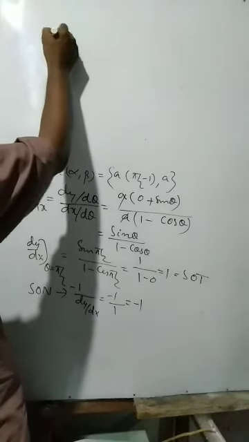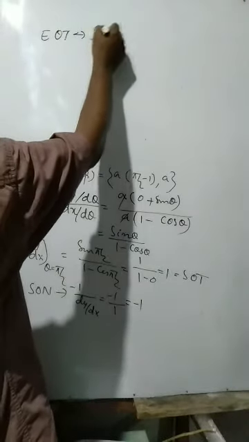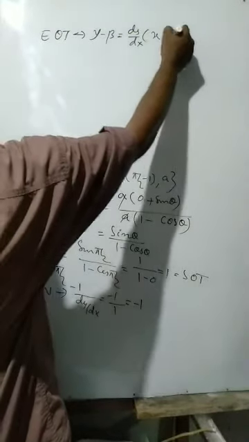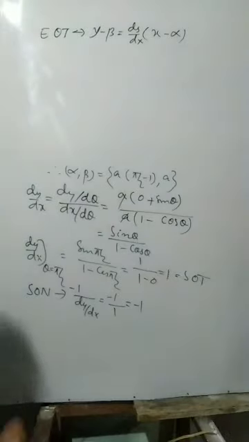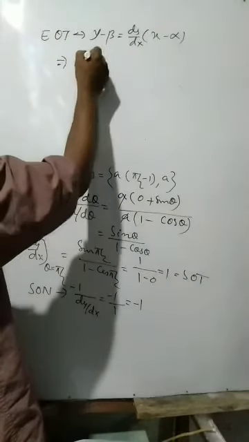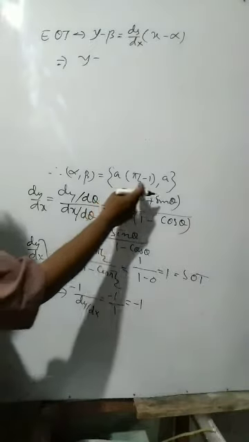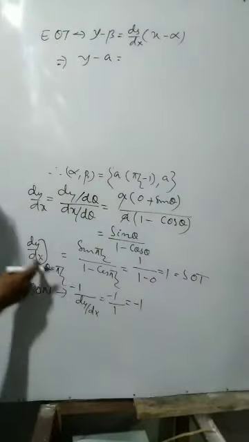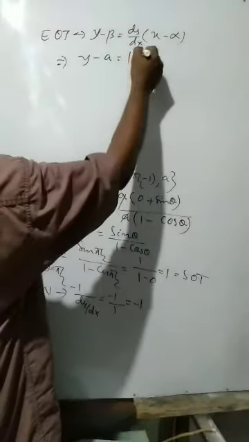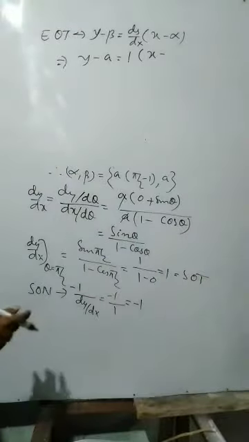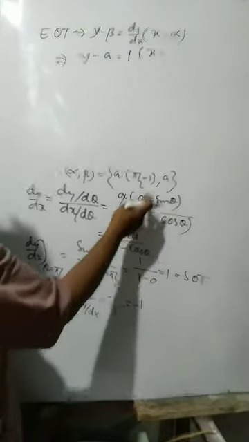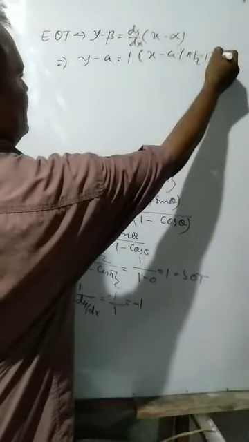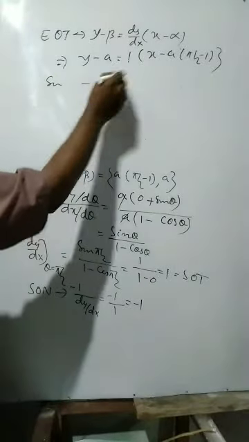Equation of the tangent. The formula is y minus beta equal to dy by dx into x minus alpha. This is the formula. Now look here: instead of beta, what value? Y minus a equal to dy by dx, and dy by dx equal to 1 came here, into x minus alpha. Alpha here is a into pi by 2 minus 1. Simplify this, then you will get your answer.